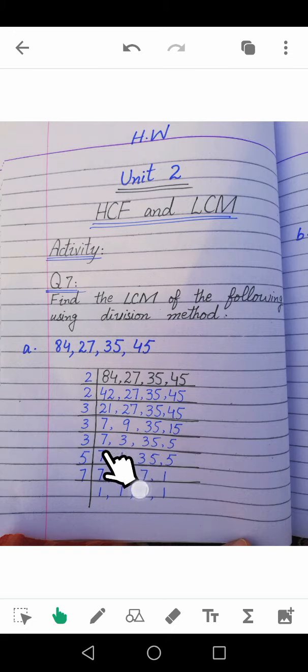which is 4. 4 is not suitable, so we will take the next one. 5. 5 1s are 5 and 5 7s are 35. Now we will take 7. All the numbers are divisible and the answer is 1.